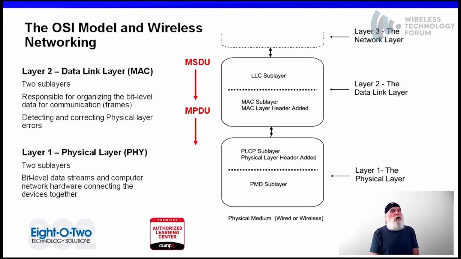Now, when it moves down to layer 1, it just basically has a name change. At the PLCP sublayer, it's now called the Physical Service Data Unit. Again, the abbreviation tells you what's going to happen. It's a data unit that's going to be serviced by the physical layer. Now the physical layer header is added, and then it becomes the Physical Protocol Data Unit. And now it's prepared or ready to go across the air.